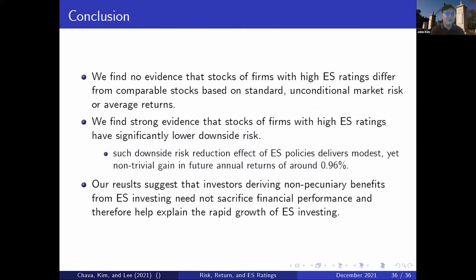So let me conclude. We don't find any evidence that stocks of firms with high ES ratings differ from comparable stocks based on standard unconditional risk or average returns. But we do find significant evidence if we look at systematic downside risk. And we believe that this leads to a small but non-trivial gain in future annual returns of around 1%.